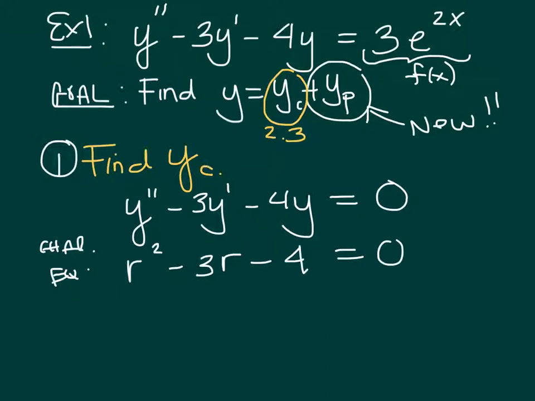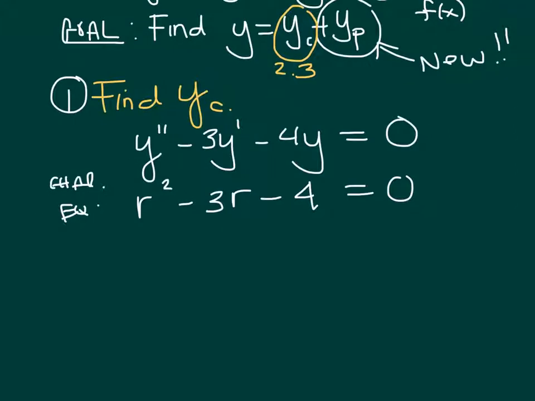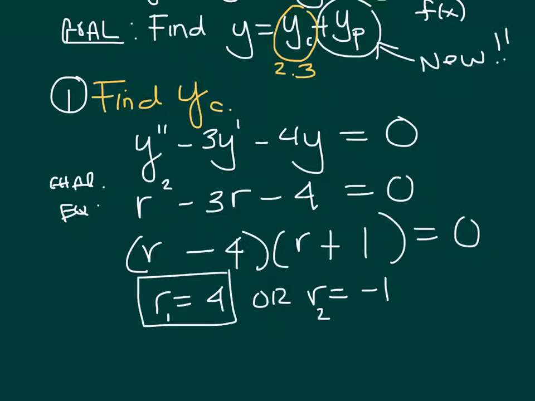This is just algebra 2. We're just factoring to find our y sub c. There's no greatest common factor, but we can unfoil. r times r is r squared, and negative 4 times 1 is negative 4, and negative 4 plus 1 is negative 3. So we have r is equal to 4, or r is equal to negative 1. Remember, we call this maybe r1 and r2, or the other way around.